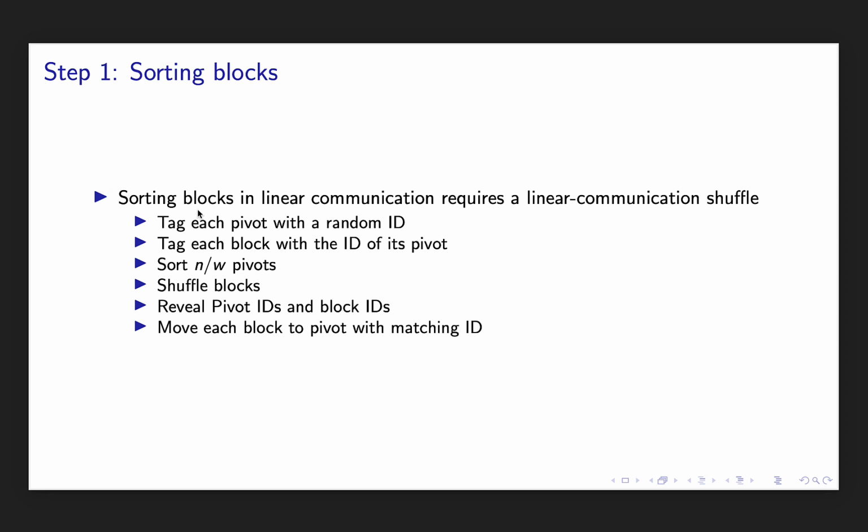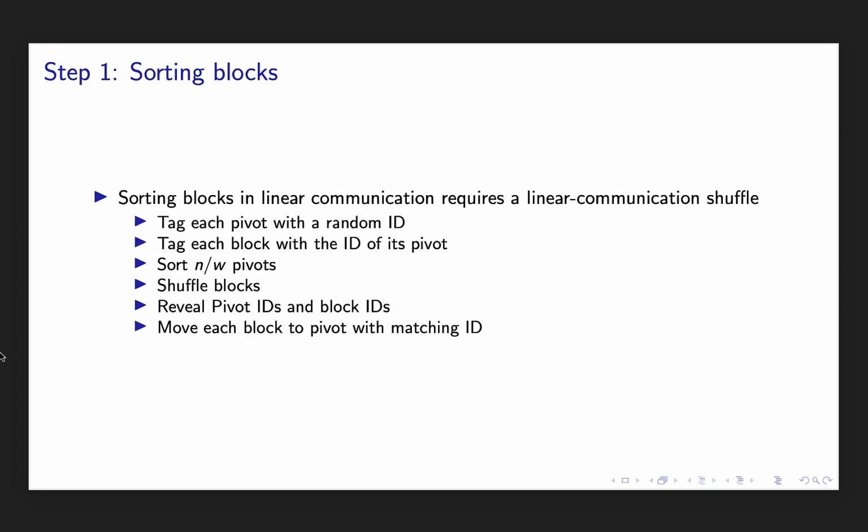If we use a traditional sorting algorithm like a sorting network, this will actually take n log n time. But with an oblivious shuffle protocol, we can sort these blocks very efficiently. And the idea is we'll tag each pivot with a random ID, and then we'll tag each block with the identifier of its pivot. Now remember, the blocks are of width W, so there are n over W blocks, which means there are n over W pivots. And we'll sort these n over W pivots using an efficient oblivious sorting algorithm.